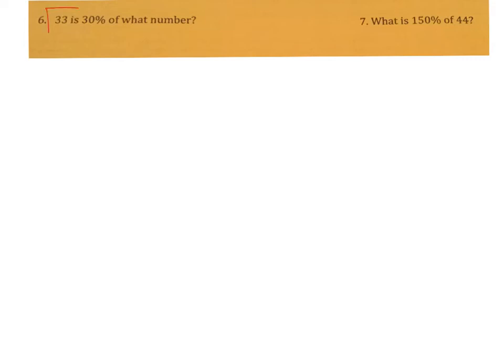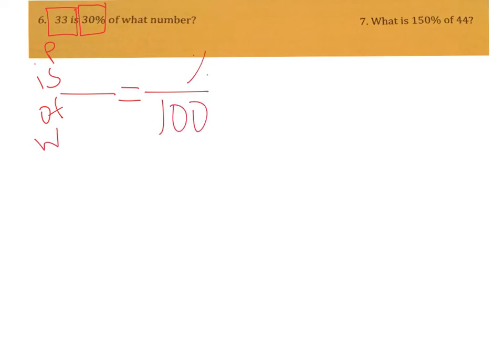Alright, so now we have 33 is 30% of what number? So for this problem, I'm going to set up a proportion. So is, or my part, over of, or my whole, and then my percent out of 100. So I have 33 is, so 33 goes with my is. 30% goes with my 30%. So we're trying to find the whole here.